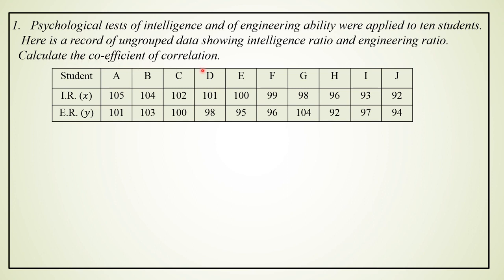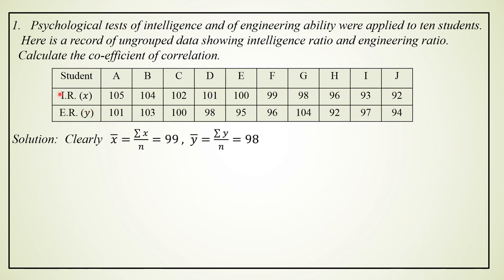Calculate the coefficient of correlation. Over here they have given you the intelligence ratio and the engineering ratios of 10 students, and they are expecting you to find the correlation between these two variables. So let me first compute the mean of x and the mean of y. The mean of x is given by the summation of x divided by the number of students. Since the number of students is 10, the value of n is equal to 10 here.